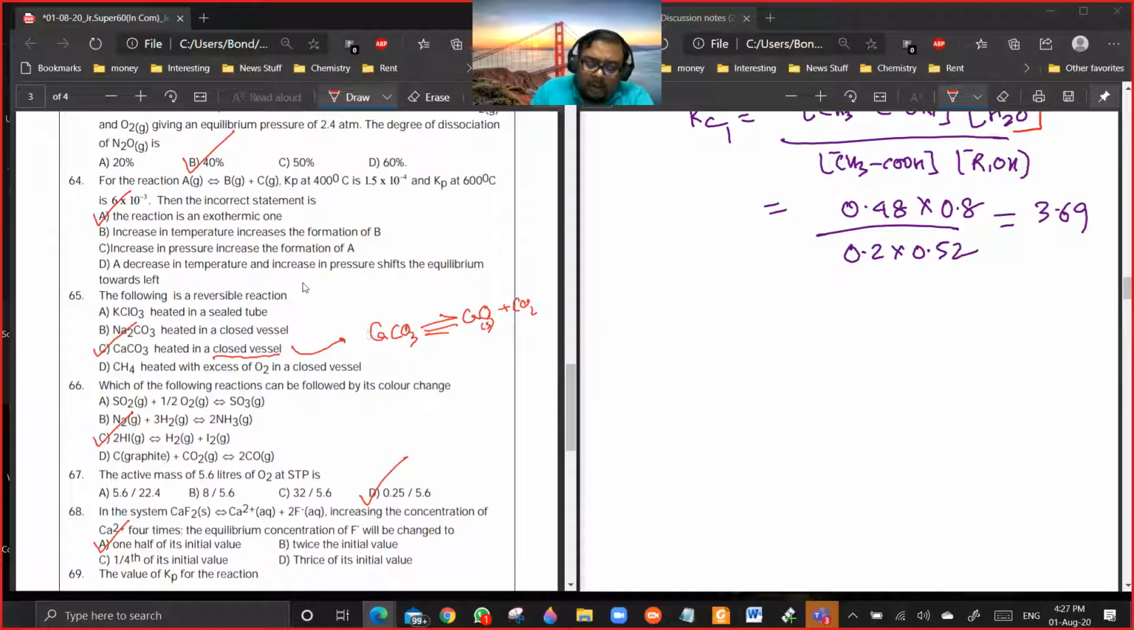In all other cases, this case you will get KCl plus O2. In this case, if you are heating Na2CO3 very strongly, you will get Na2O plus CO2, but this is not an equilibrium. This is something like a fact-based question. And CH4, if you are reacting with O2 in a closed vessel, you will be getting CO plus H2. So in all these cases, only this one is an equilibrium.